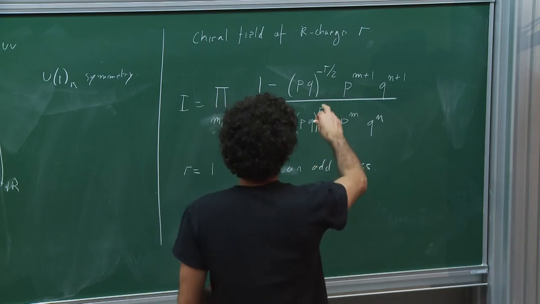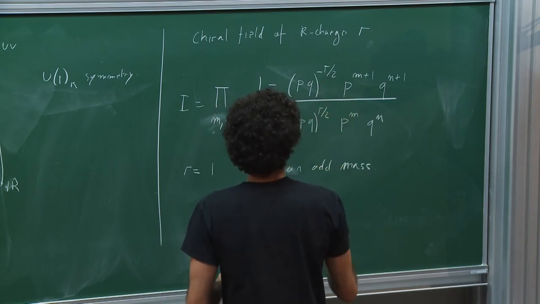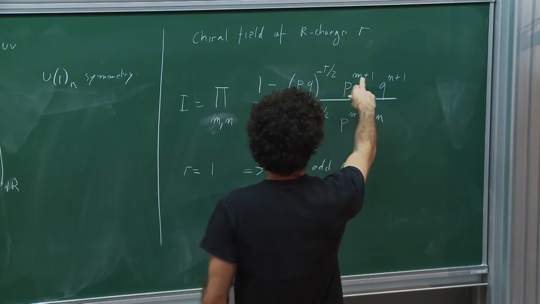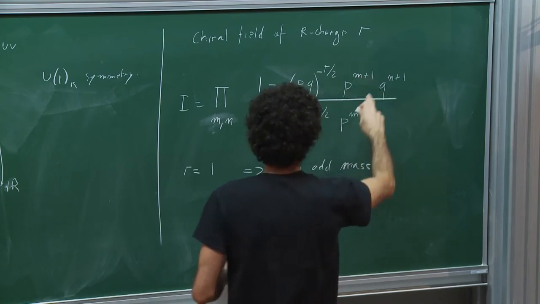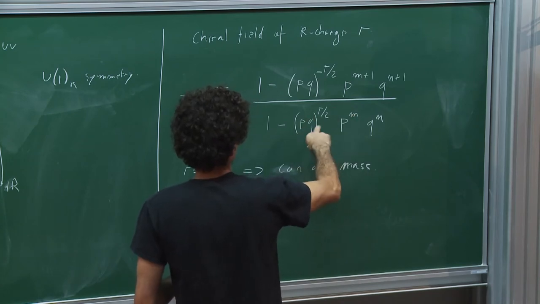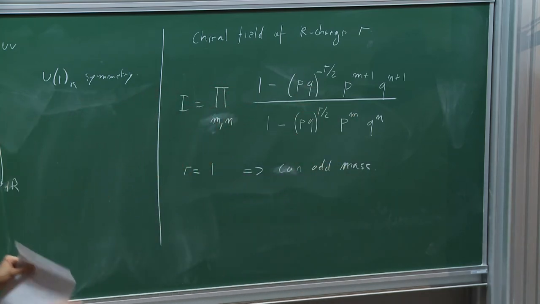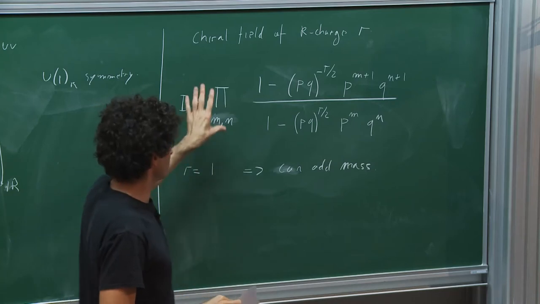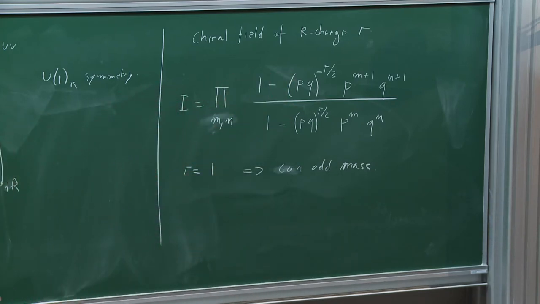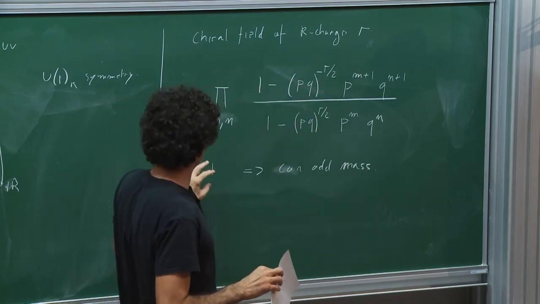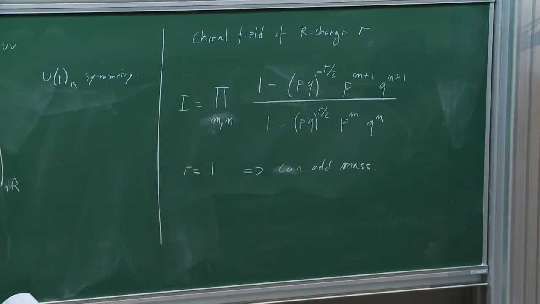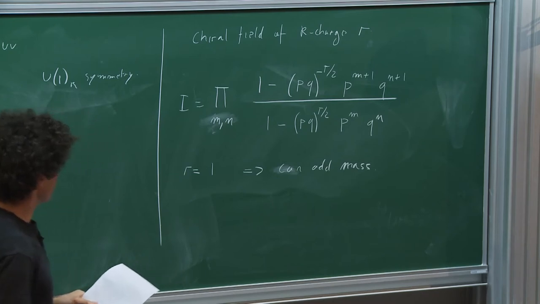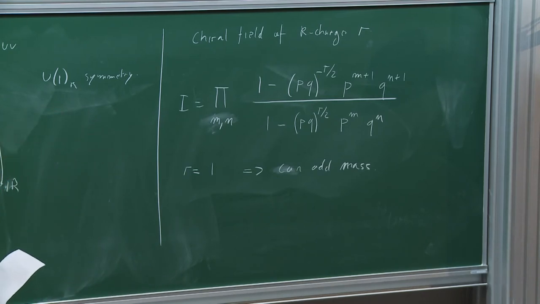And indeed, if R is equal to 1, you can see that these factors will become m plus a half, and also here you will get m plus a half from this. And so the numerator and the denominator are the same. And if you believe that you can cancel them one by one, it's an infinite product, so you'll have to regularize it in some way, then indeed the index is equal to 1, which means that you only have the vacuum. So that's correct.